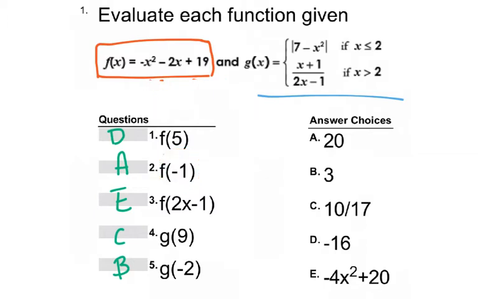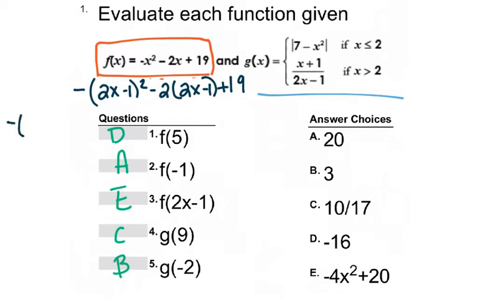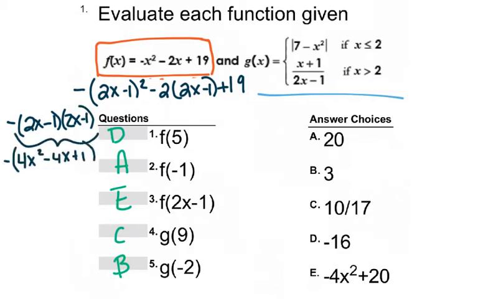For number 2, I'm replacing the X's with 2x minus 1. So this one might be a little different. Everywhere I see an X, I'm going to do parentheses 2x minus 1. Okay, so with that first one, remember you actually have to write 2x minus 1 twice. And you got to FOIL that. And then you're going to distribute your negative.